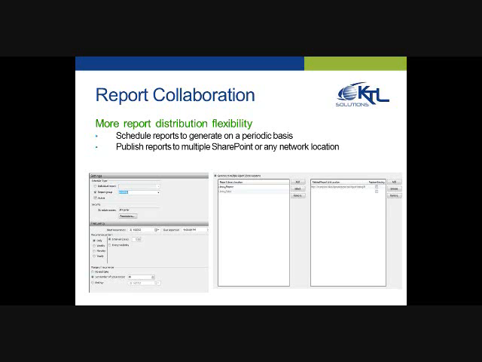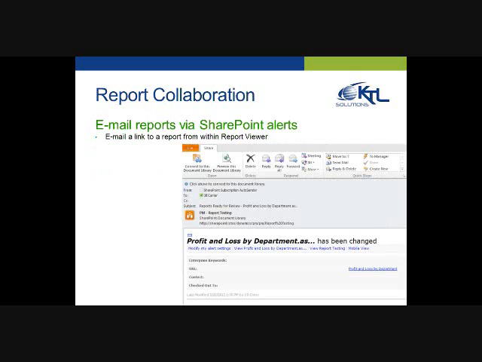Next is to email reports via SharePoint alert. You can email a link to a report from within Report Viewer. So you're not necessarily attaching your report to your email, you're just sending a link to where the report is located and where the viewer can access the report. You can see how the profit and loss of the department has been changed, so if it's an updated report or something like that, you can also put that information in as well.